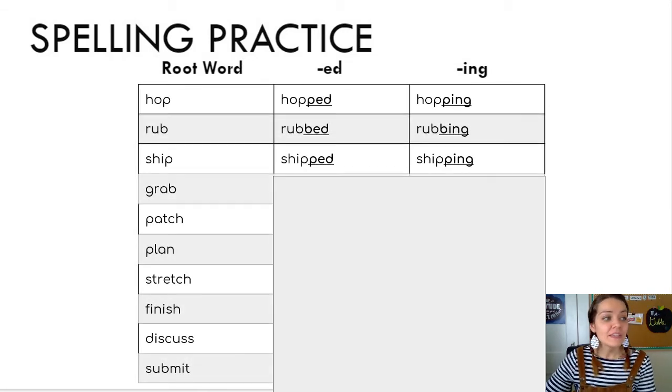Our next word was ship. It becomes shipped. We double the last consonant, two P's in ship. And then shipping, we double the P's again because it ends in a consonant. So we have to double it. Type shipped and shipping in your document.